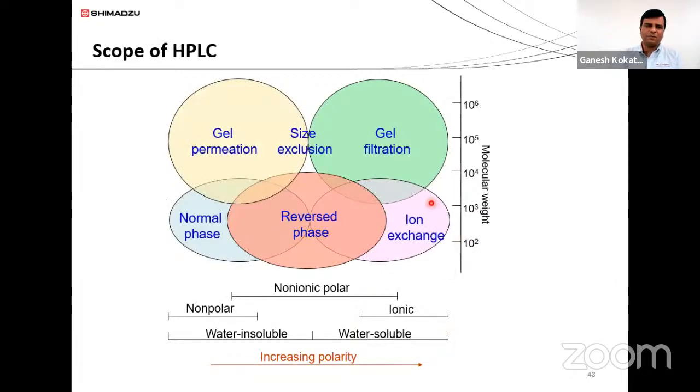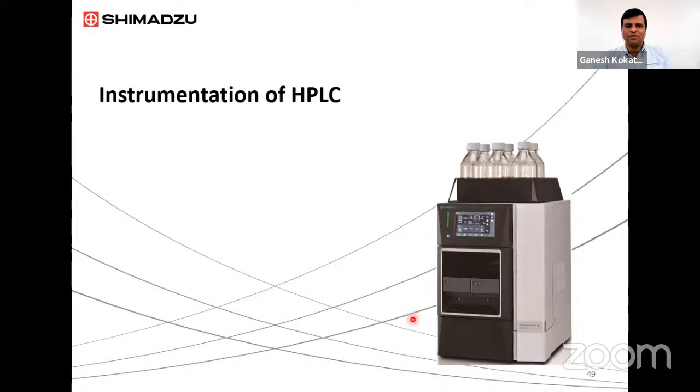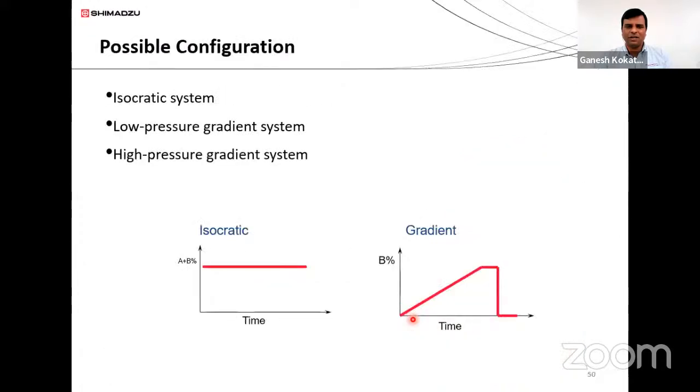So in a broad perspective, if you see the scope of HPLC, as I explained: ion chromatography, ion exchange, gel filtration or GPC, or the normal phase and reverse phase, touching all the components. Normally 80 to 90% of chromatography is dominated by reverse phase. That's why I'm focusing on reverse phase chromatography today, because each chromatography has its own challenges and advantages. Now we will see the instrumentation part, how the instrument acts as an HPLC.